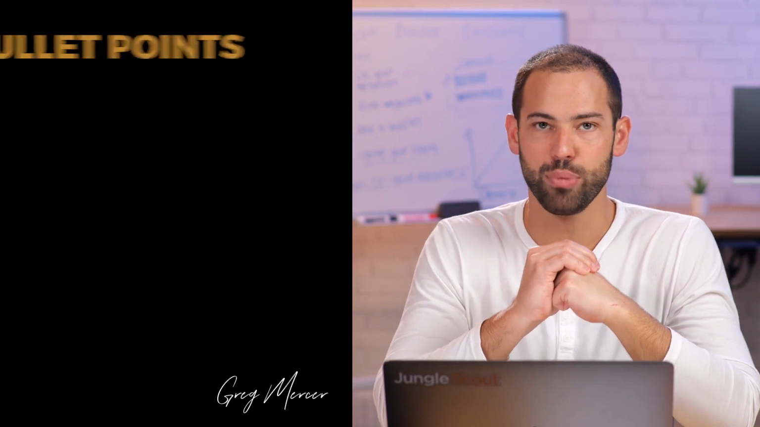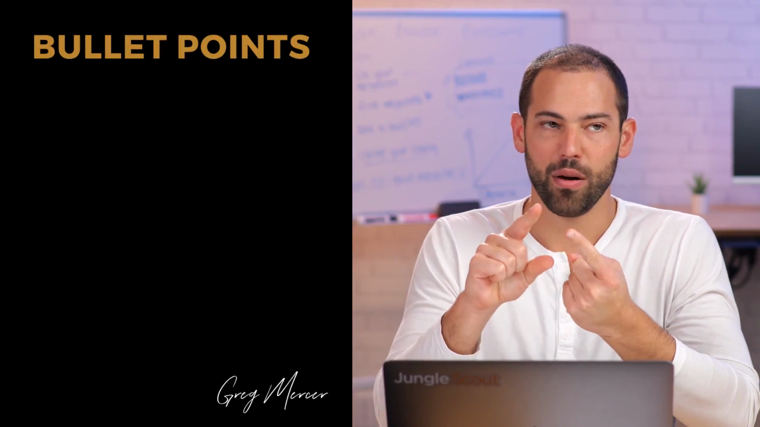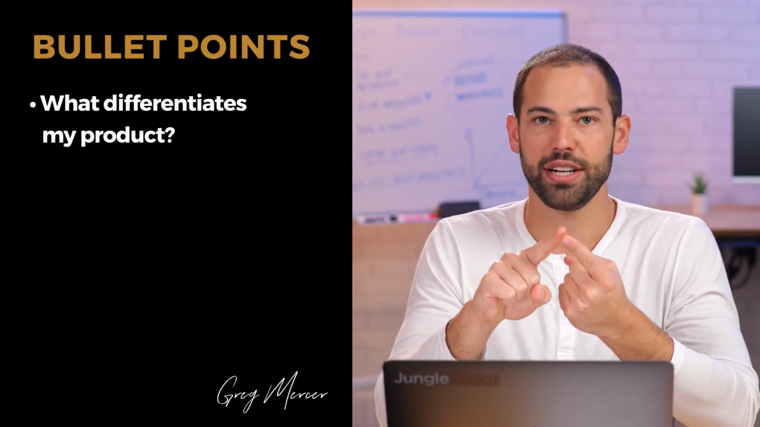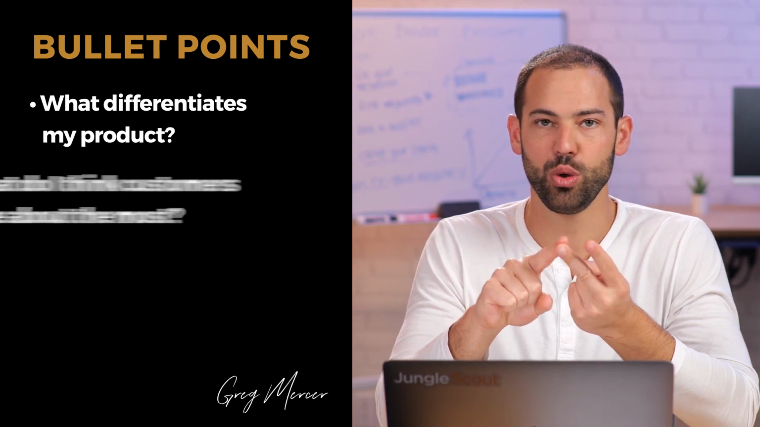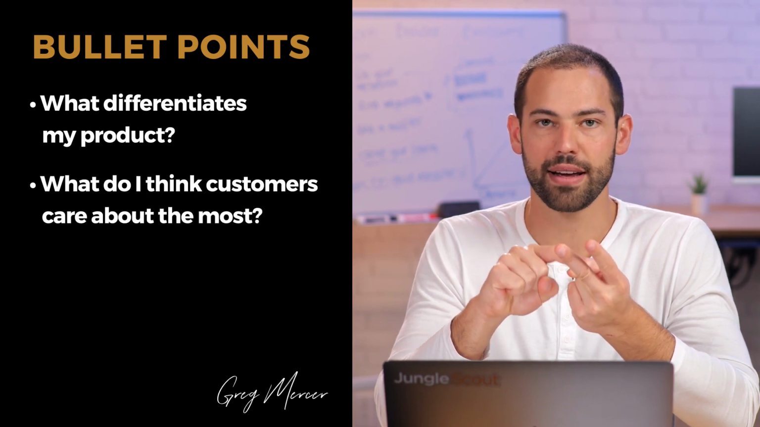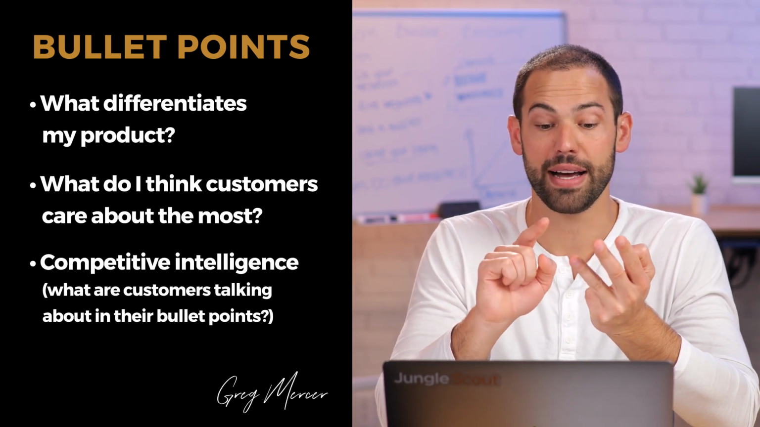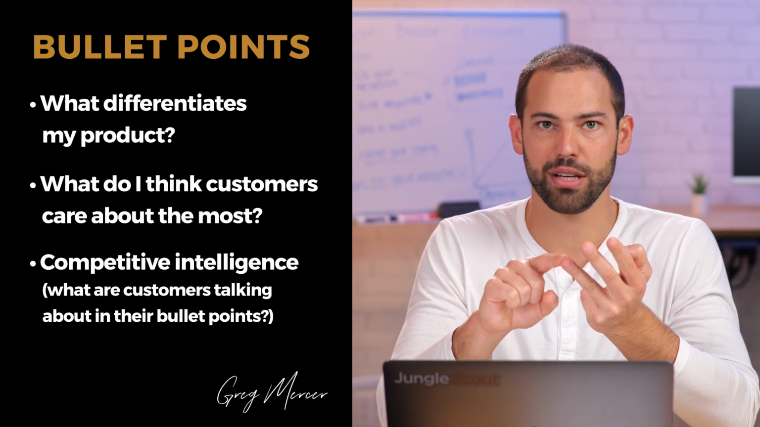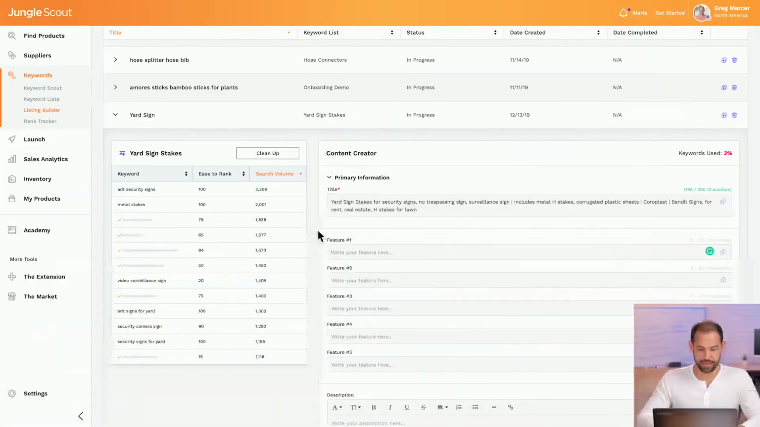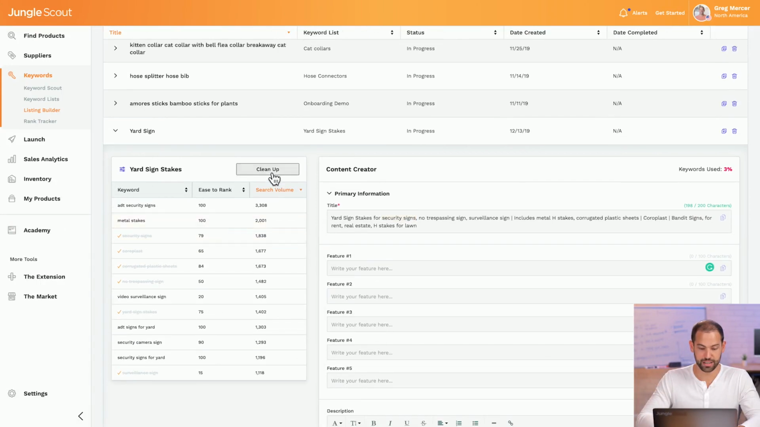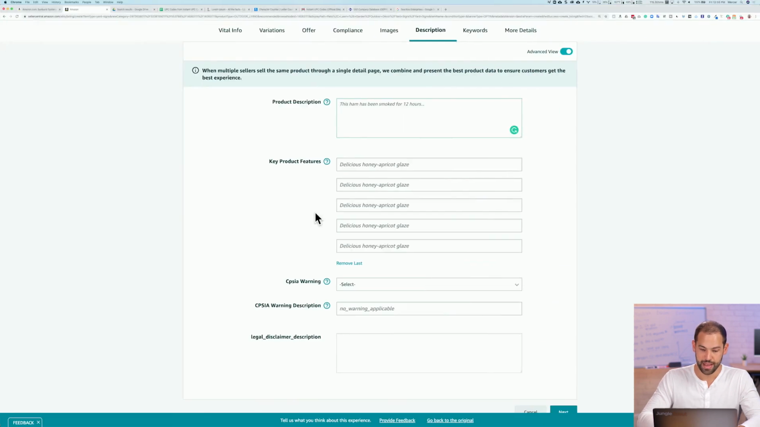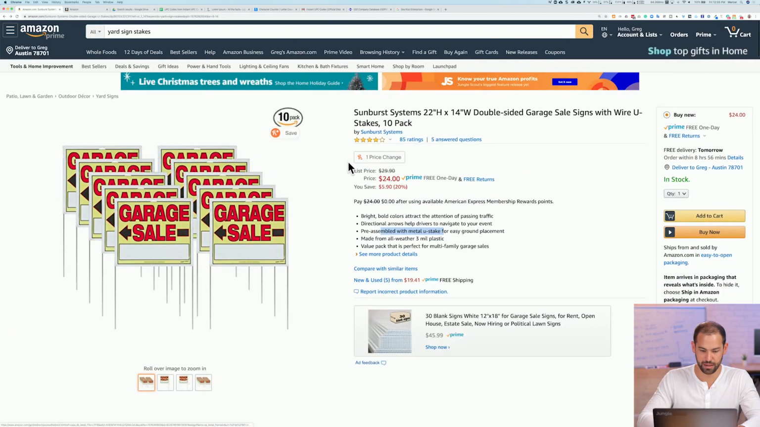So the way I think about my bullet points are, 1, what differentiates or separates my product? 2, what do I think customers care about the most? And then 3, I do a little competitive intelligence to see what my competitors are talking about in their bullet points, all right? So what I'm gonna do is I'm gonna hop back in here, and the first thing I'm gonna do is clean up all the used keywords since I know I don't have to use them twice. So you just click clean up. And now I'm gonna do a little bit of competitive intelligence to see what I think people care about.